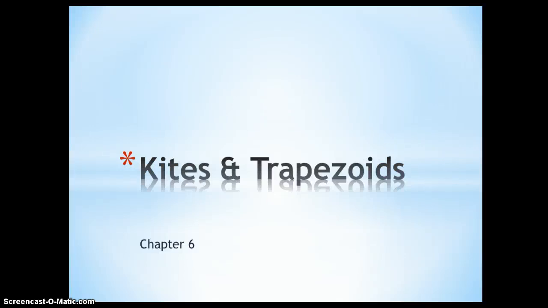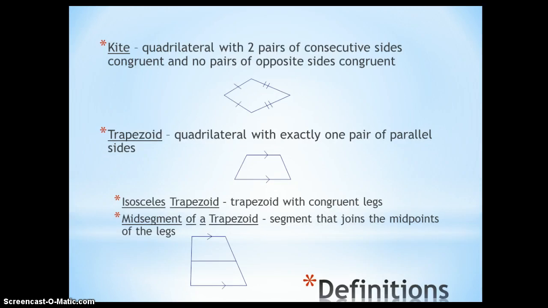We've been talking about special quadrilaterals, and our final two are going to be kites and trapezoids. A kite is a quadrilateral with two pairs of consecutive sides that are congruent and no pairs of opposite sides congruent. So it's going to have two sides that are congruent on one side of it and two sides on the other side. They're going to be consecutive, meaning they're going to be touching. If all four sides are congruent, then we have a rhombus.